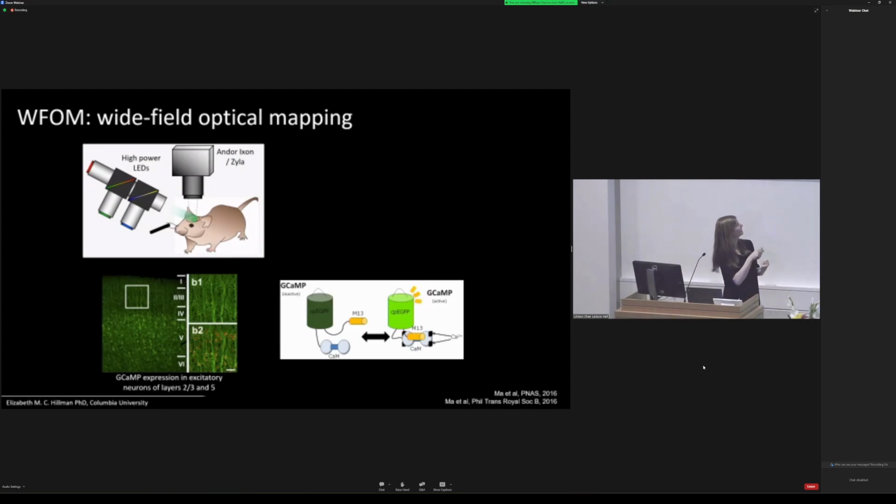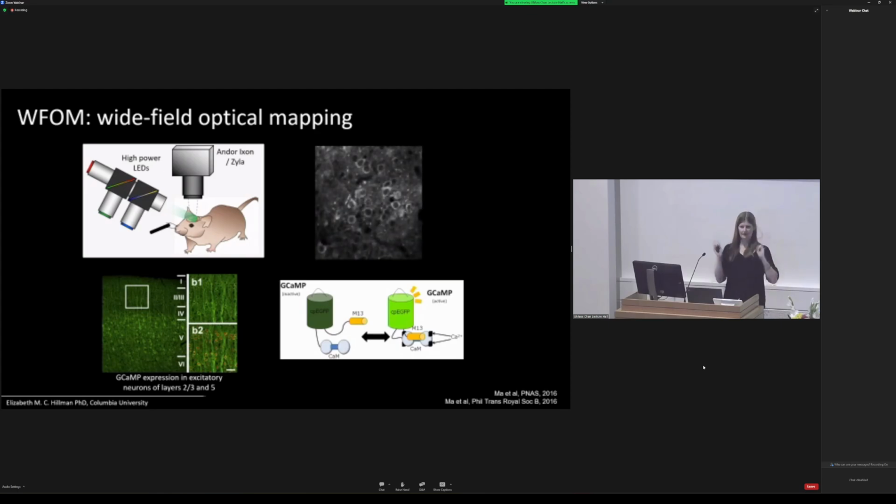So we have a green fluorescent protein, which is something that comes from jellyfish. You're all aware of this. You can put that into neurons, and now your neurons will glow green. Now you can modify that green fluorescent protein so it becomes calcium sensitive. Okay, so what that means is that neuron will now flash happily to tell you that it's firing because there's an increase in intracellular calcium.